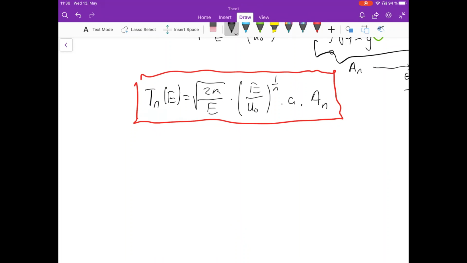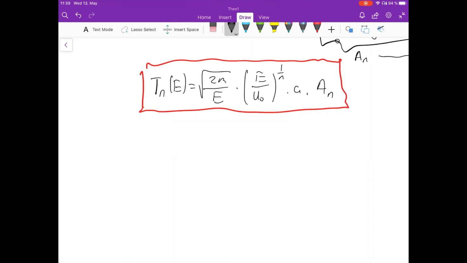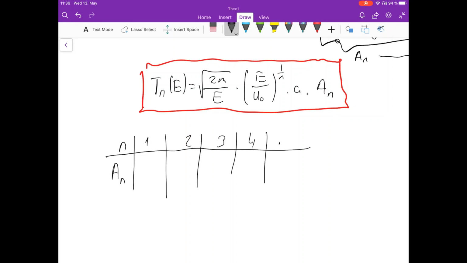And in the paper, there are also some values given for n equals 1, 2, 3, 4, and infinite. So let me write them down. n is 1, 2, 3, 4, infinite. And for 1 it's 4, for 2 it's pi, for 3 it's 2.0, yeah, 4, 2, and for infinite it's 2.